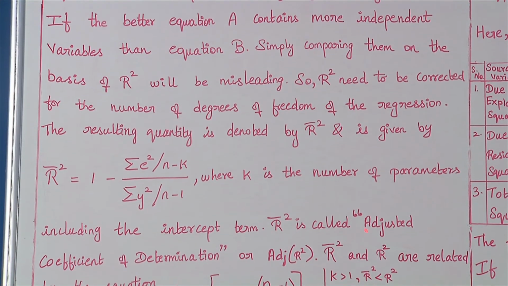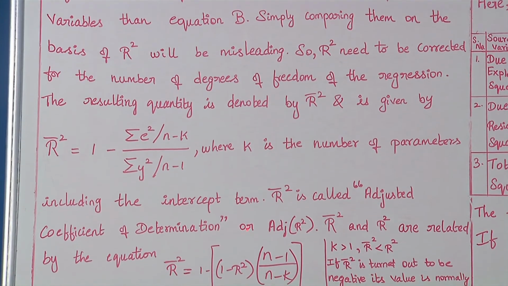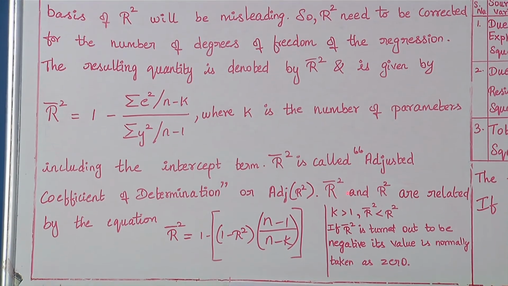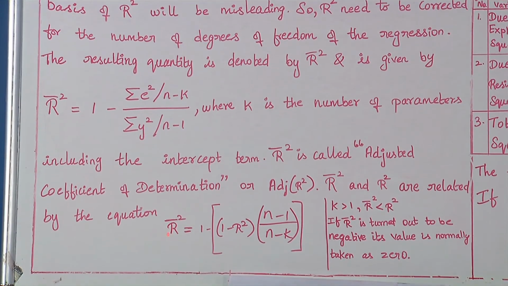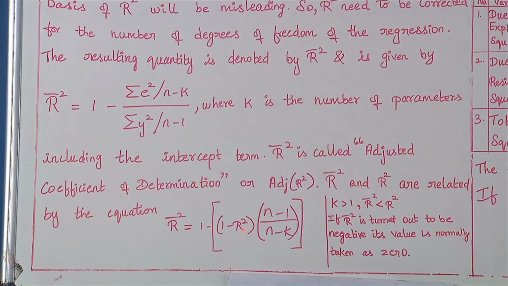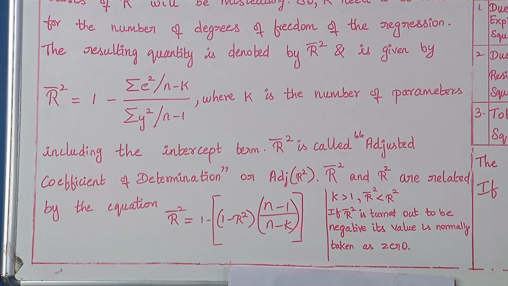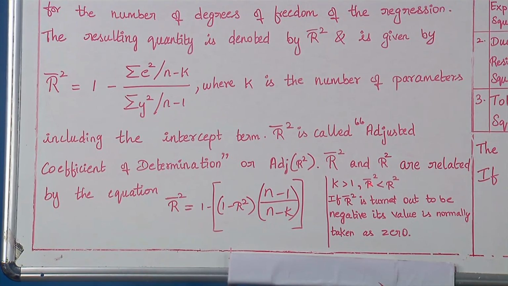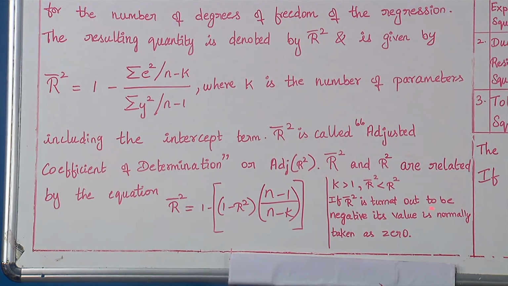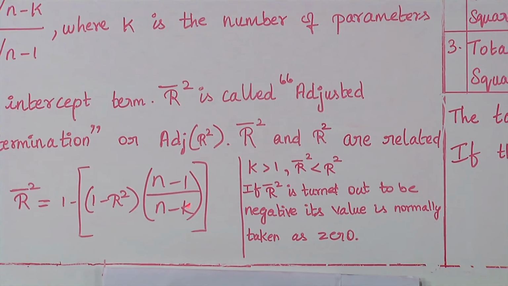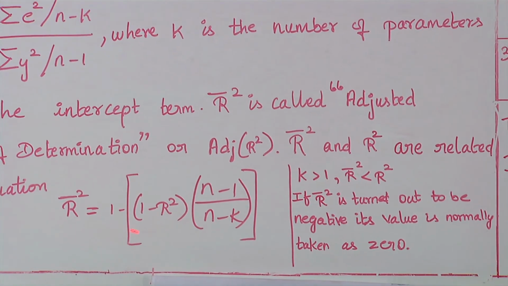R bar square is called the adjusted coefficient of determination, or represented as Adj R square. R bar square and R square are related by this equation: R bar square is equal to 1 minus (1 minus R square) into n minus 1 by n minus k. In this relationship, if k is greater than 1, it implies R bar square is less than R square. If R bar square turns out to be negative, its value is normally taken as 0. So, this is our model evaluation criteria 1.